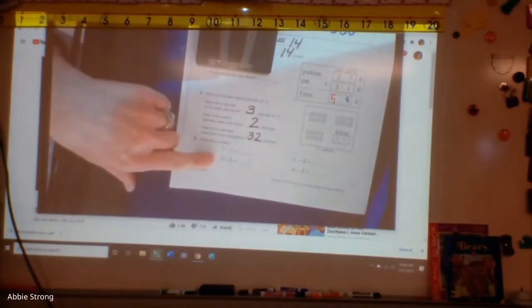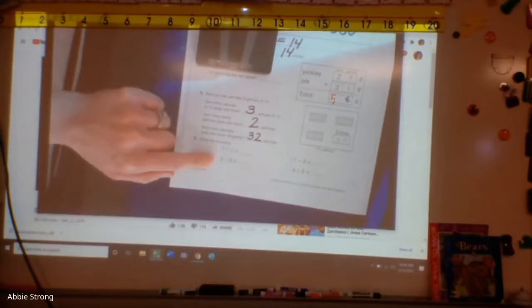Here's the next one. You have 2 cookies, but you don't eat any of them. They are still in your lunchbox. You don't share them. You don't eat them. You just leave them in your lunchbox. How many cookies do you still have?